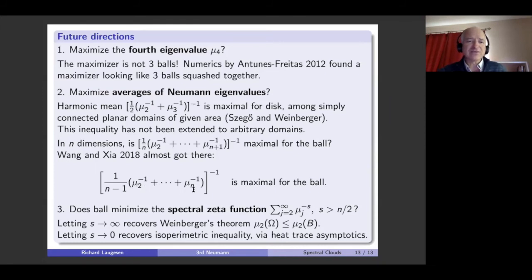So in 3 dimensions, that would be mu2 and mu3. But in 2 dimensions, it would just be mu2. Taking the harmonic mean of those eigenvalues, showing that's maximal for the ball. So I think that's a really interesting and beautiful result. And in 3 dimensions, you can contrast that with the Bucur and Henrot results and then our result in hyperbolic space, where this would be saying in 3 dimensions that the harmonic mean of mu2 and mu3 is maximal for a single ball. Whereas Bucur and Henrot is saying that mu3 by itself is maximal for 2 balls.